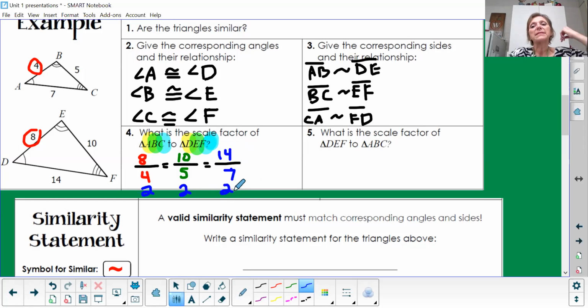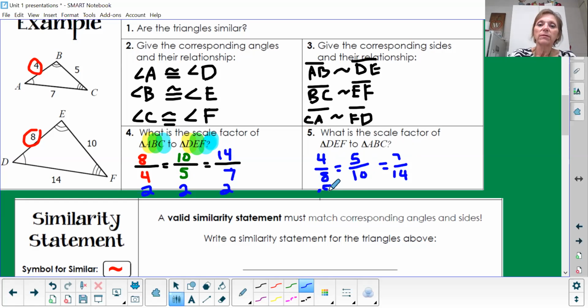Now look at the next one. What is the scale factor if we go in reverse order, from D to E? We have that. So basically we can flip all these over. I'm going to write 4 over 8, 5 over 10, and 7 over 14. Now, if you divide those, top number first, you're going to get 0.5 or 1/2. So I'm going to write 0.5, 0.5, 0.5, and I know those are equal.